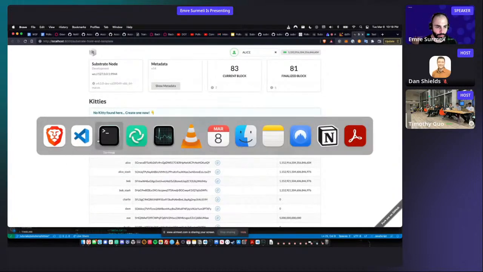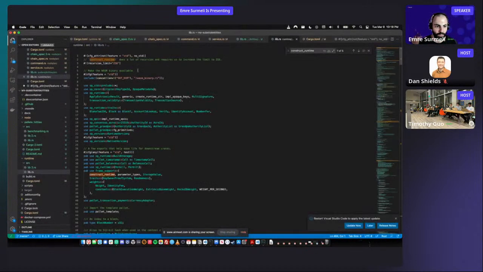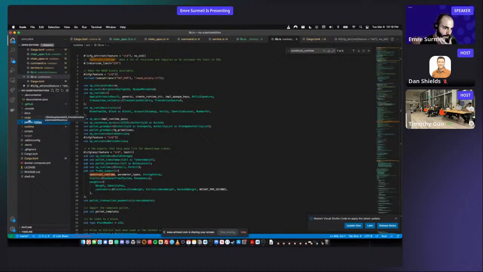Right, so what does this mean in our code? So let's take a look at the folder structure here. We have a node, we have a pallet that's defined as kitties, we have a runtime. So let's start with runtime. Runtime / source.